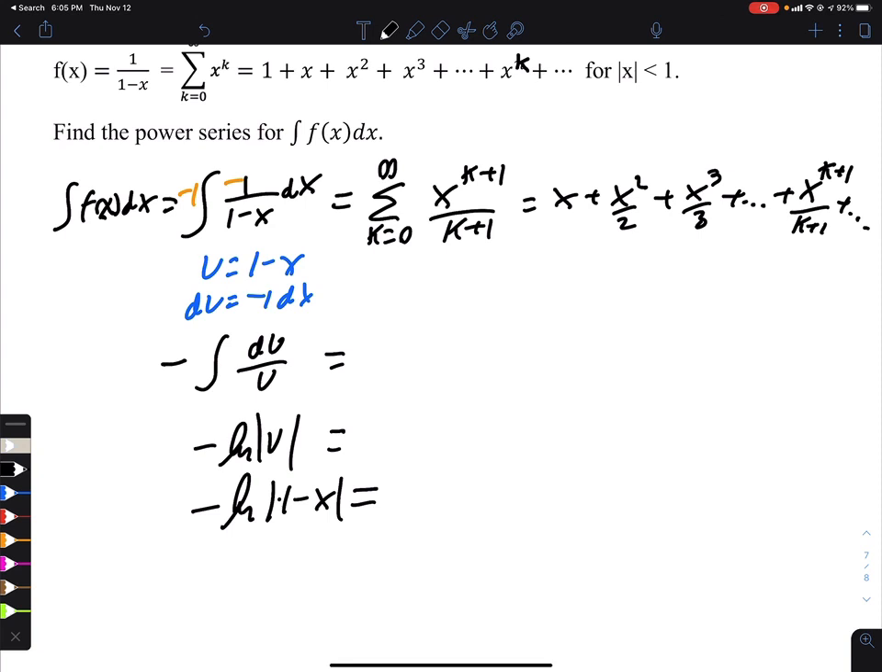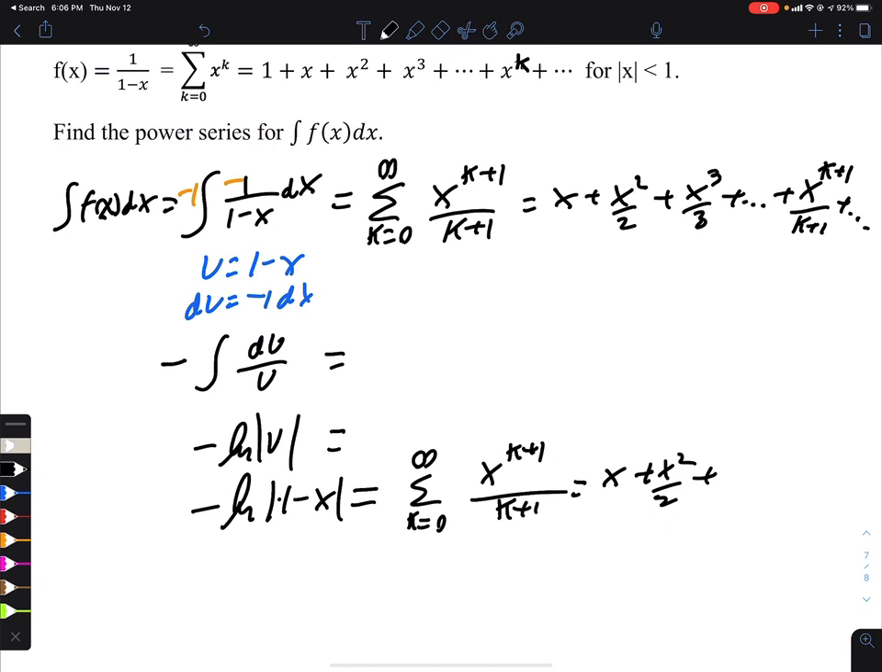equals, and we have this series. So let me write this out. We have x plus x squared over 2. Oh, I didn't get my original. I am so bad right now. X to the k plus 1 over k plus 1, which is x plus x squared over 2 plus x cubed over 3 plus dot dot dot plus x to the k plus 1 over k plus 1 plus dot dot dot.